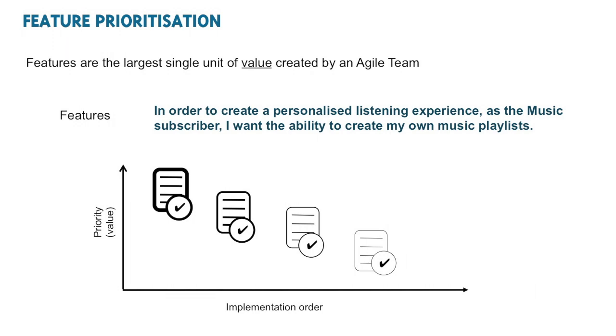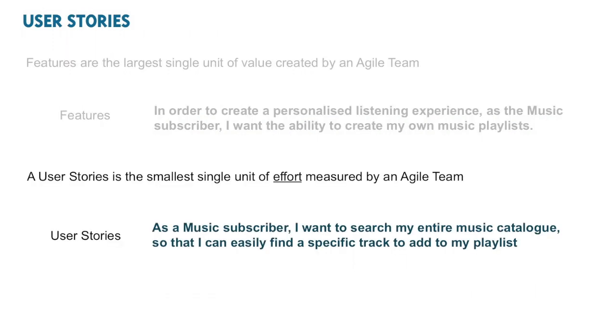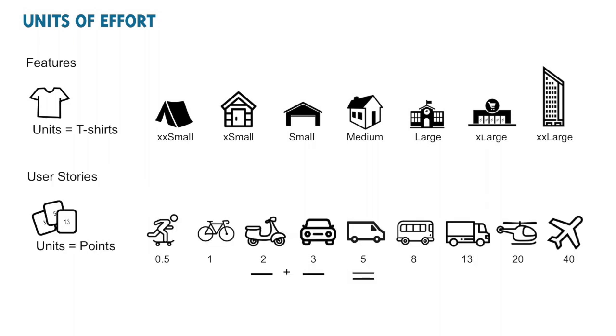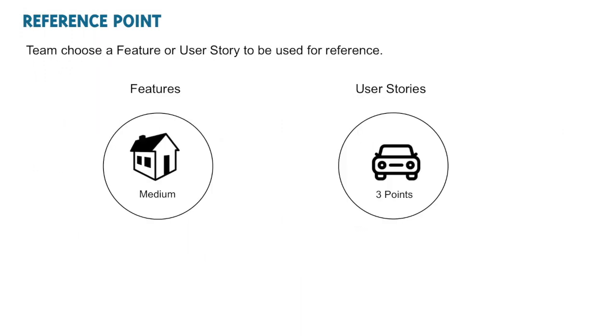Agile teams prioritize their work based on completing the features that represent value and tracking the completion of user stories that represent the smallest single unit of effort. We recommend Agile teams adopt different units to reduce confusion between features and user stories. Use t-shirt sizes ranging from extra small to extra large for features. Use a Fibonacci points scale for user stories. The process commences with a poker planning session.